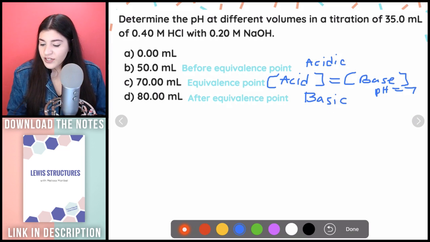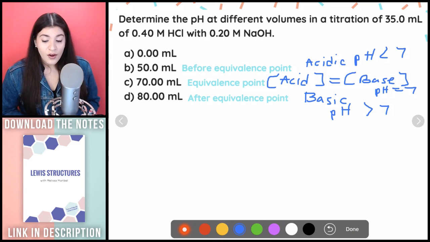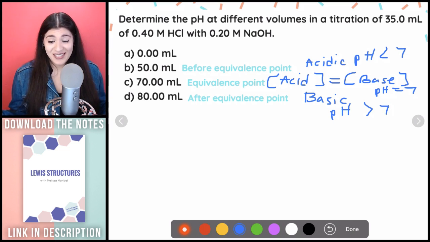And by all of this, I'm really talking about the pH, right? I'm talking about the pH. So if it's going to be acidic, that means it's going to be less than 7. If it's going to be basic, our pH will be greater than 7. All right, so now let's get into it. Let's actually do the math.